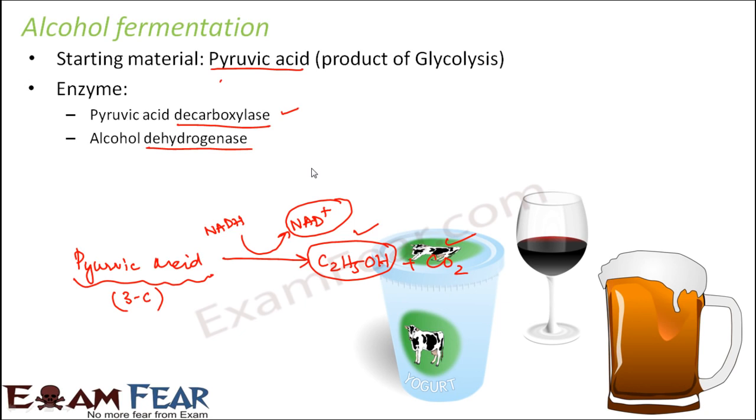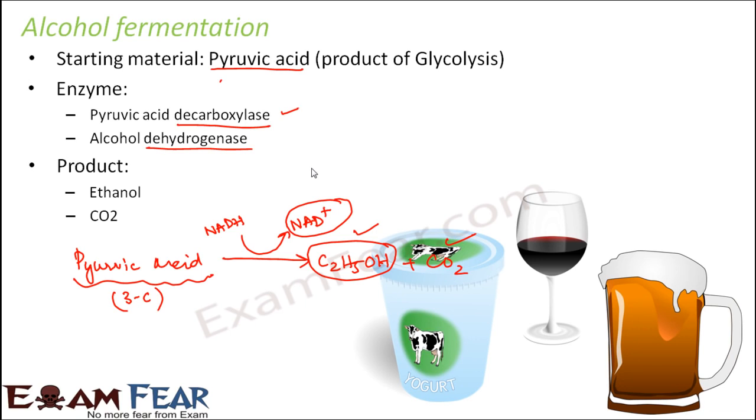Right? So if you look at this step of alcohol fermentation, basically no ATP is formed at all. So the product here is ethanol and carbon dioxide. So in terms of energy, no ATP molecules are formed in this step.